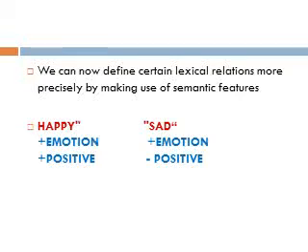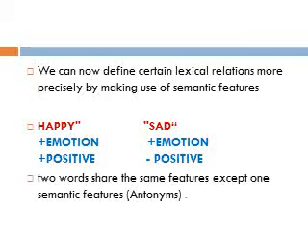In the previous examples we discussed synonymy or near synonymy. So now we have a couple of words that are actually antonyms. So we have happy and sad. These two words share the same semantic feature, which is plus emotion. However, a difference in one semantic feature makes these two words actually antonyms and not synonyms, which is plus positive and minus positive for sad. So as you could see here, two words share the same features except for one semantic feature, which turns these two words into antonyms.